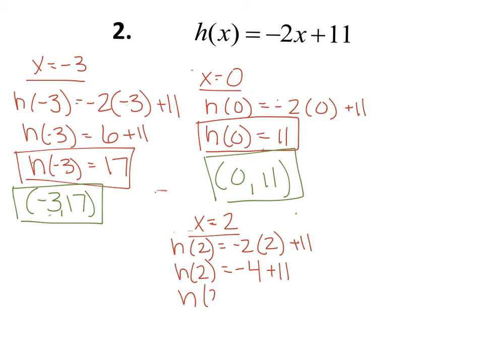Oh man, here we have to go back to chapter 2. -4 plus 11. Hopefully you all have calculators. You can use those now. Otherwise, hopefully you remember that it is 7. So h of 2 equals 7. And again, if you want to write that as an ordered pair, it would be (2, 7).